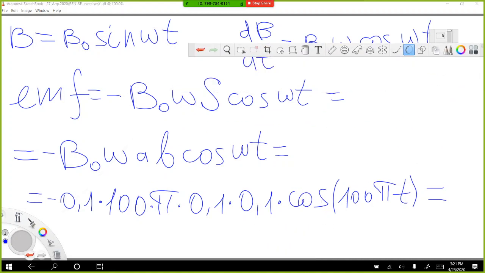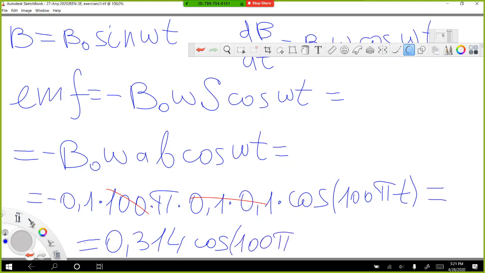And this equals, 0.1 times 0.1 times 0.1, and 100 simplifies, so this will be equal to 0.314 cosine 100 pi t volts. As we can see, in this case the electromotive force is AC, and here we have seen the working principle of an AC generator.